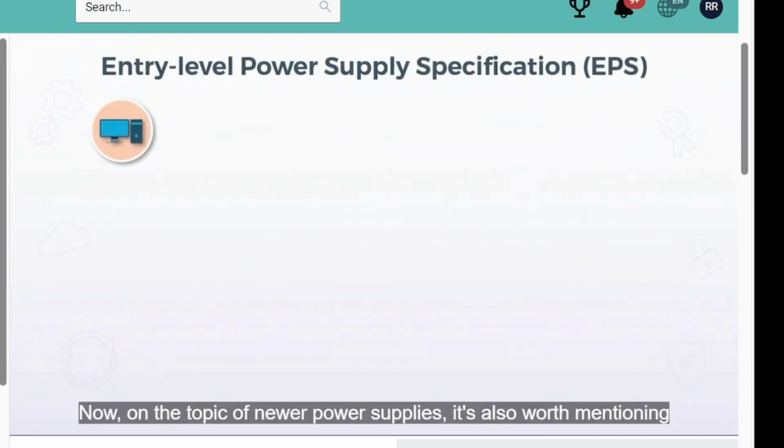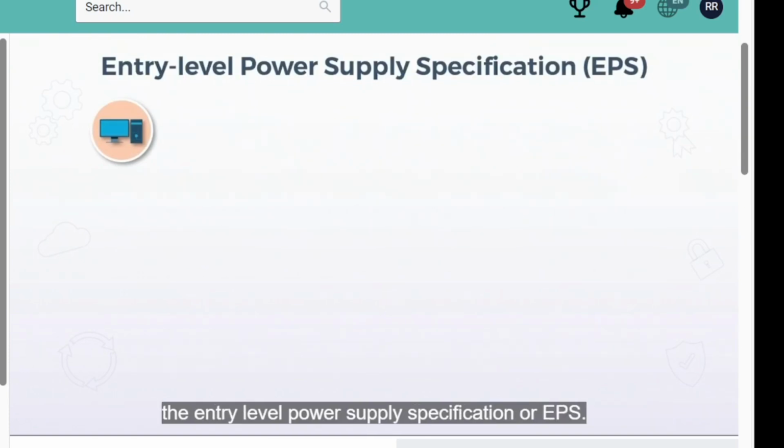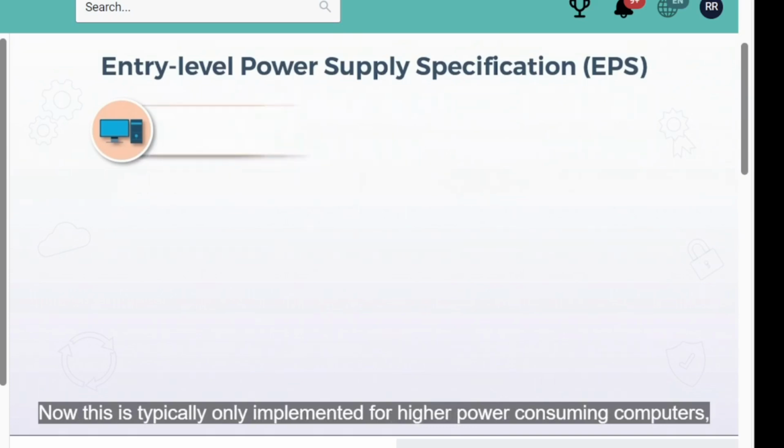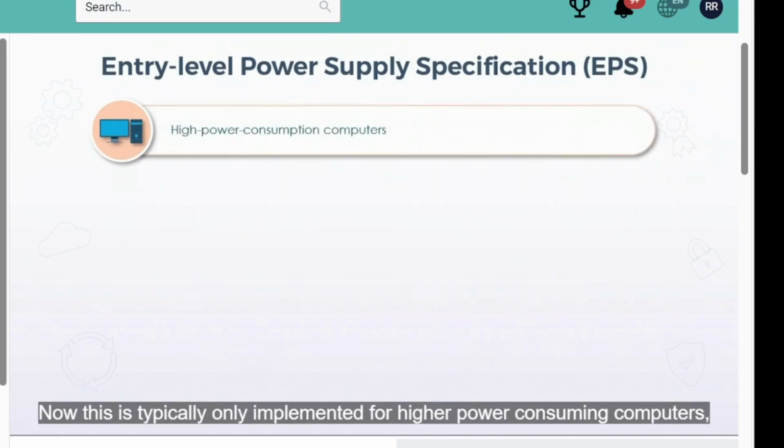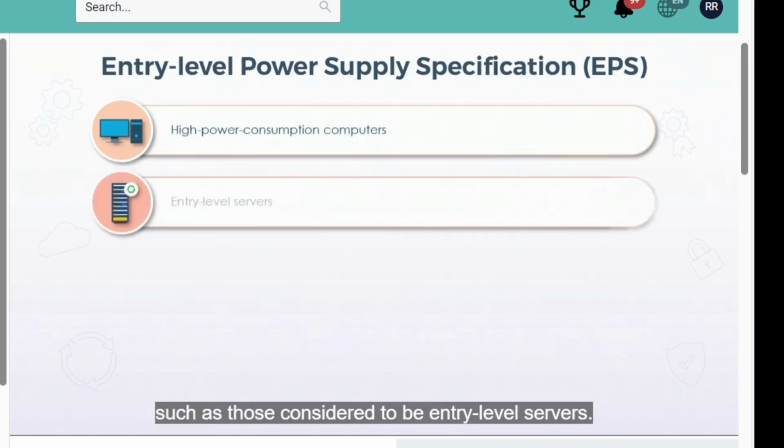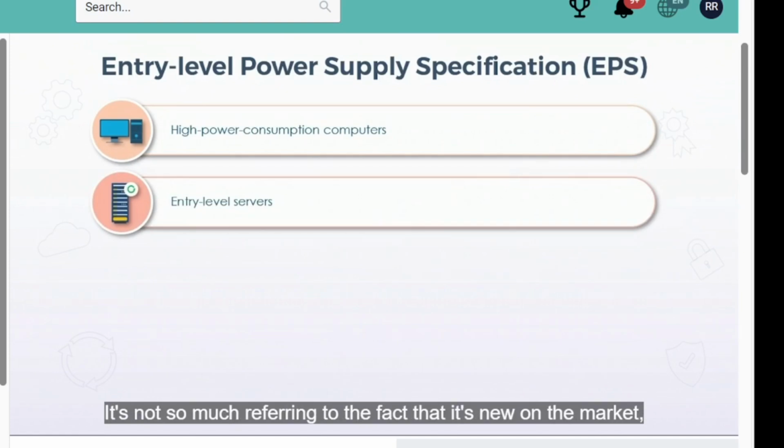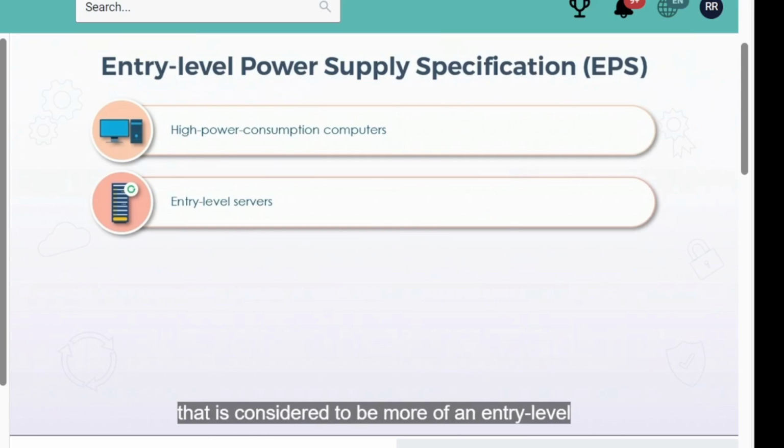Now, on the topic of newer power supplies, it's also worth mentioning the entry-level power supply specification, or EPS. Now, this is typically only implemented for higher power-consuming computers, such as those considered to be entry-level servers. So this is where the entry-level term comes into play. It's not so much referring to the fact that it's new on the market. Rather, it would be for a system such as a network server that is considered to be more of an entry level, as opposed to something that you would find in a very large data center.